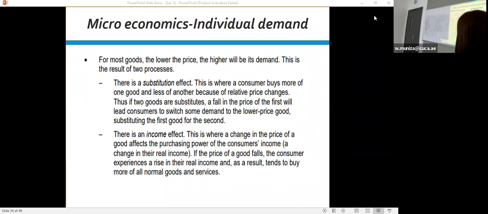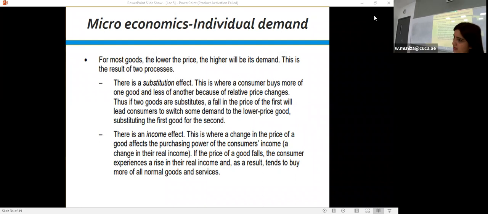Now there is an income effect as well. This is where a change in the price of goods affects the purchasing power of the consumer's income, a change in the real income. If the price of the goods falls, the consumer experiences a rise in their real income and as a result tends to buy more of all the normal goods and services.